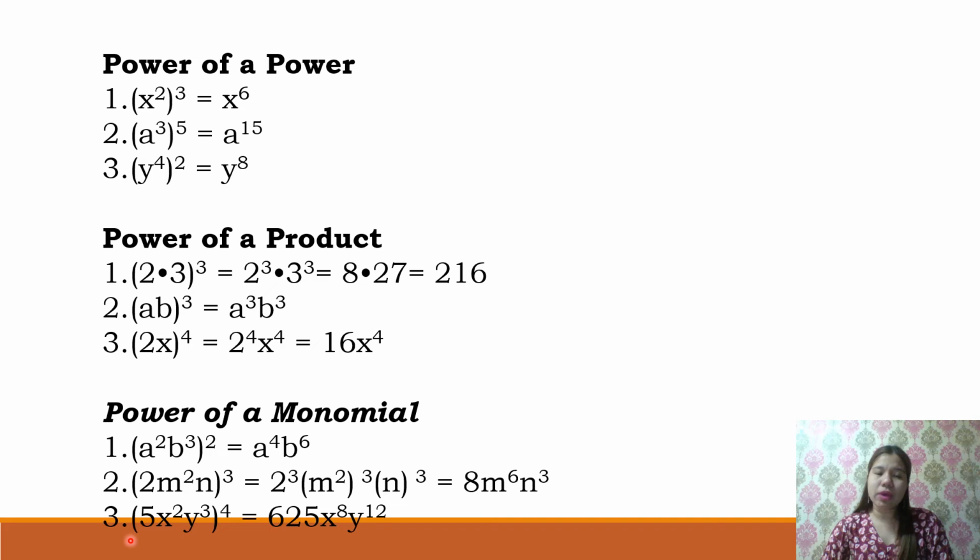For number 3, we have 5x squared, y raised to 3, and then quantity raised to 4. So we have 5 times 5 is 25, times 5 is 125, times 5 ulit. Hanggang maka-apat is 625. So x is 2 times 4. Ayan, multiply natin. So we have x raised to 8. Pwede rin naman ang solution yung expanded. Y raised to 3, and then naka-raise sa 4. So we have 3 times 4 is y raised to 12.